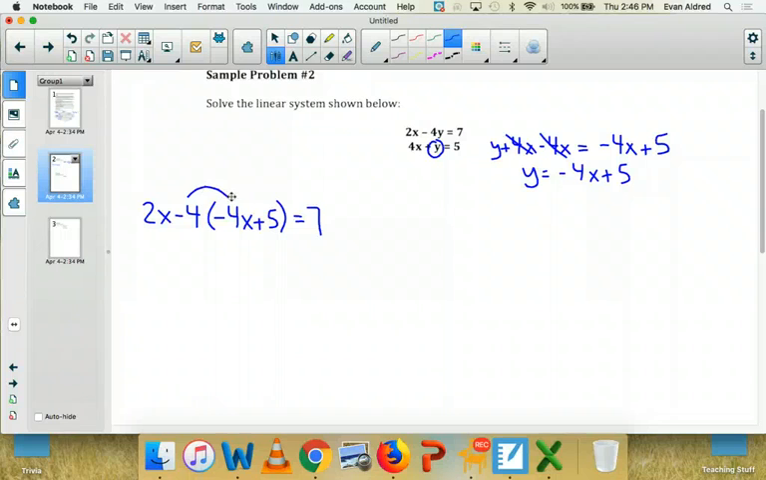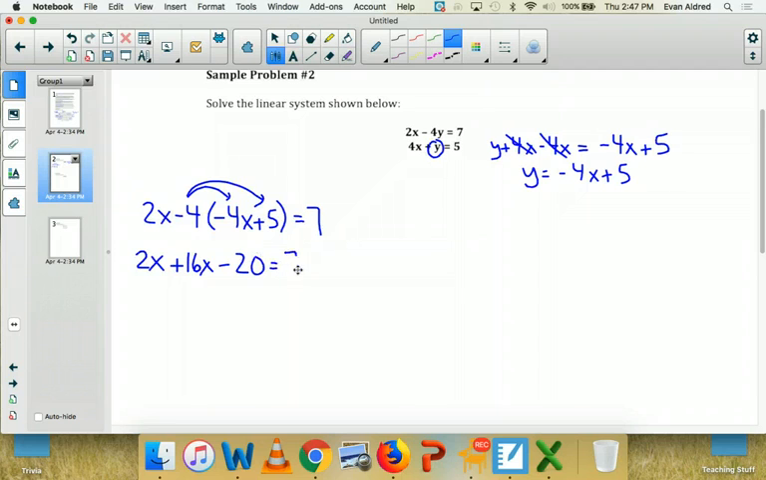The next thing we're going to do is use the distributive property to solve this. So I won't worry about my 2x for now. Minus 4, negative 4 multiplied by negative 4x is 16x, positive. Negative 4 multiplied by plus 5 is negative 20.